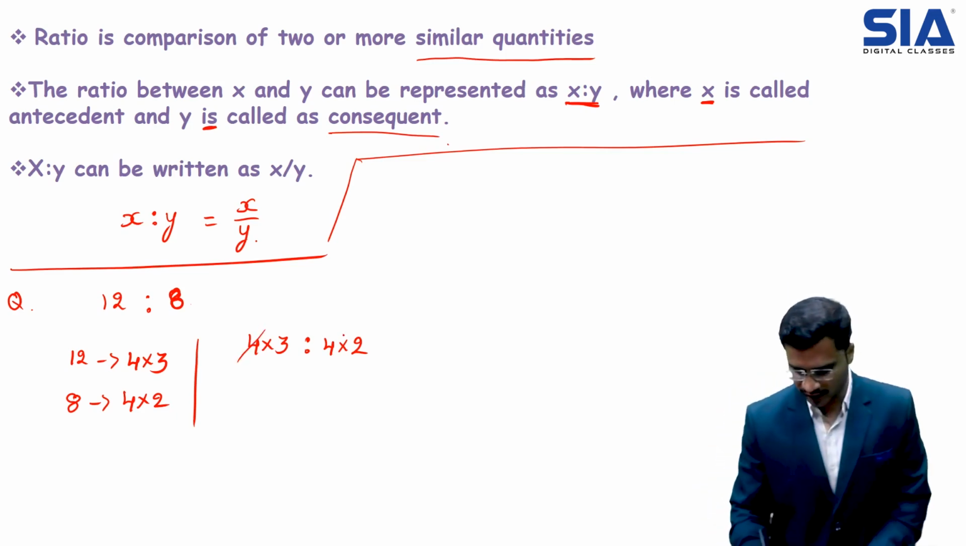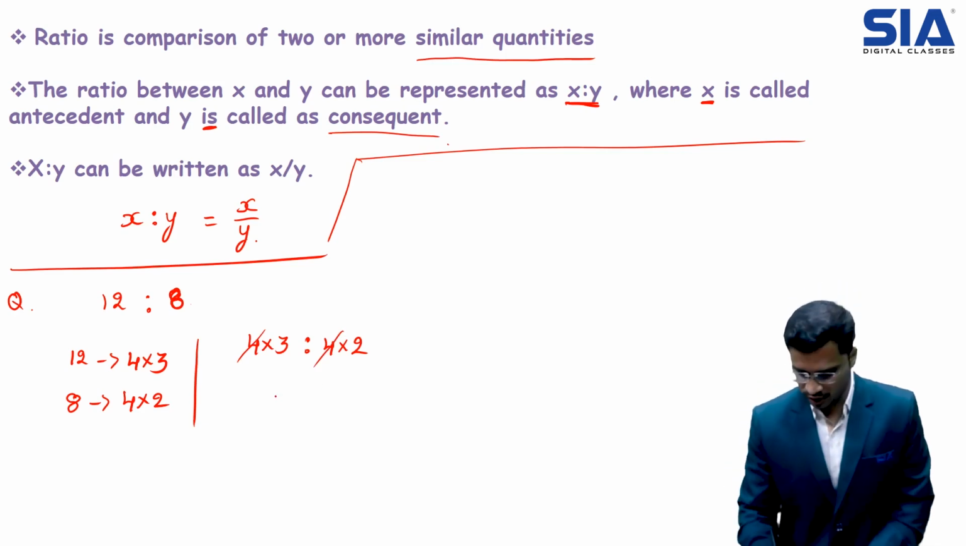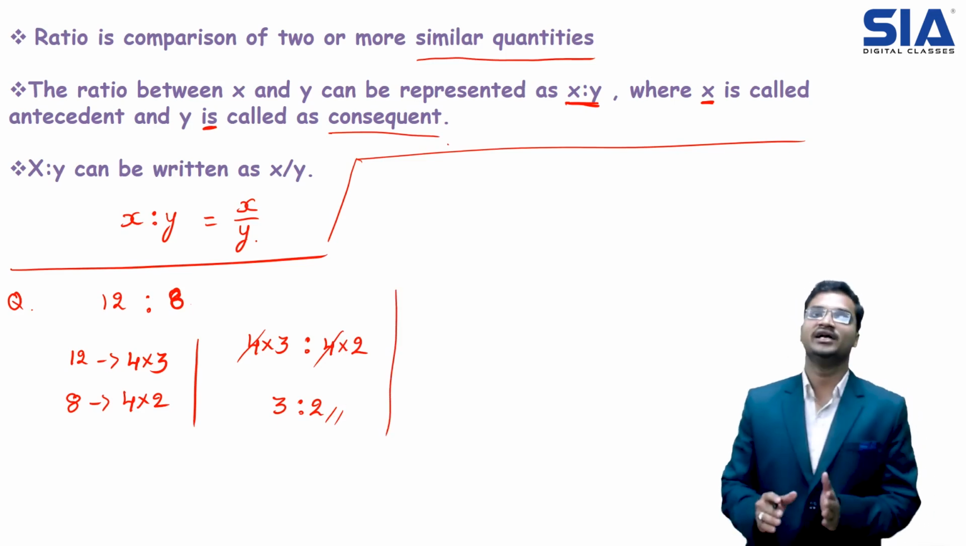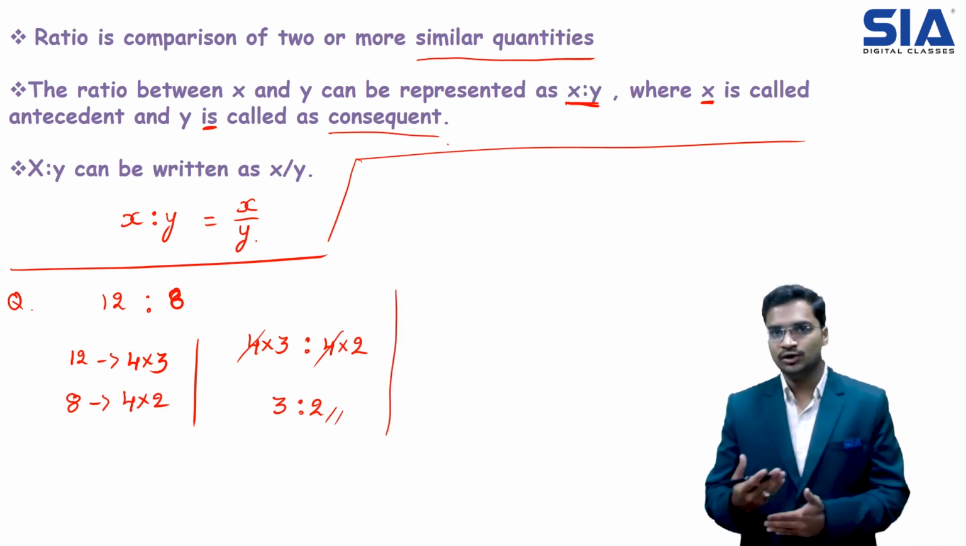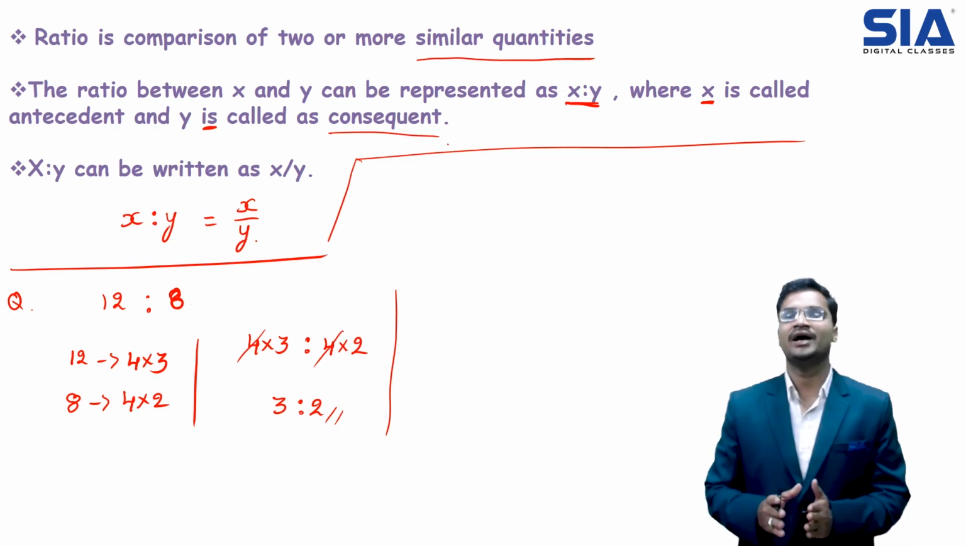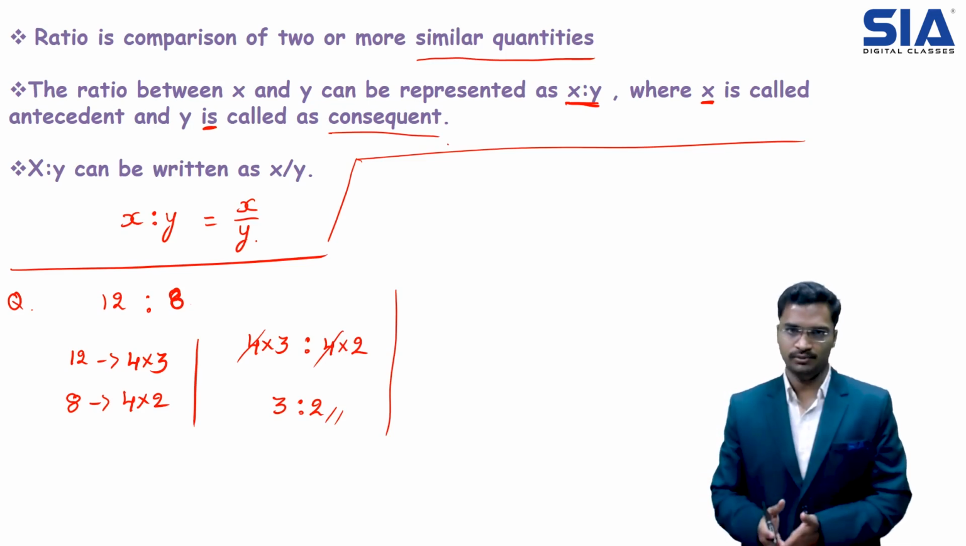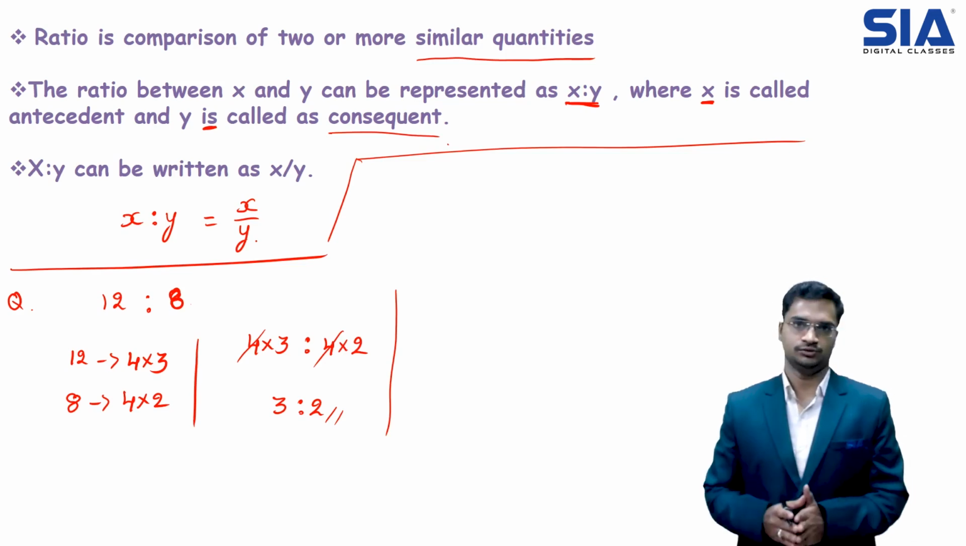What I have to do now? I have to cancel it. So our ratio is 3:2. Whenever we are finding the ratio of any two or more numbers, we have to cancel the common number. So after cancelling the common number, we are left with the ratio. So this is called solving ratios.